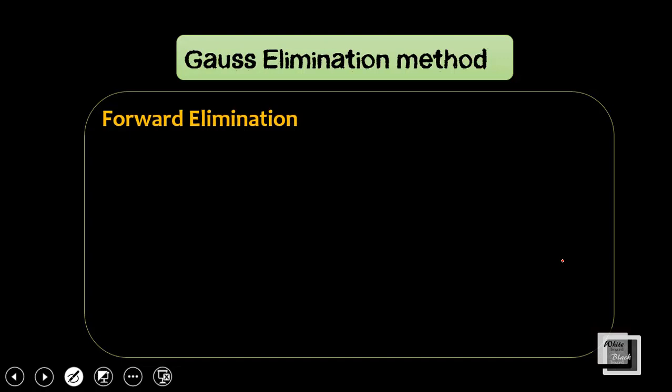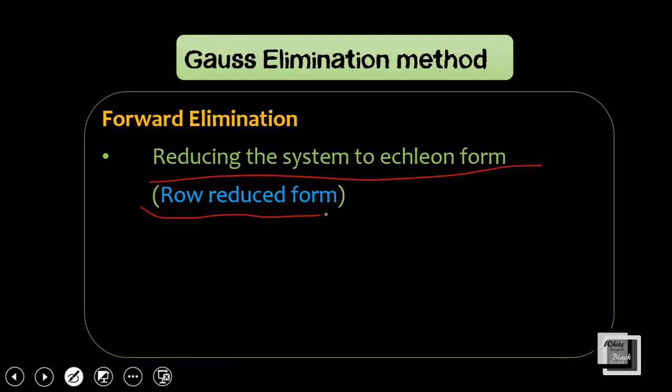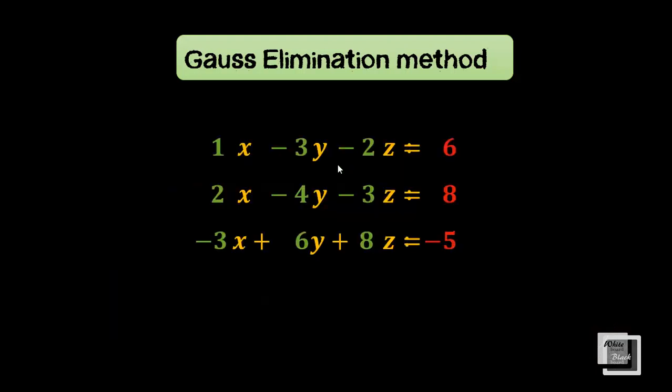Gauss elimination method consists of two parts. First one is forward elimination, in which we reduce the system of the linear equation to echelon form, also called a row reduced form. And in second step, that is called back substitution, if the solution exists, unique solution exists, then we back substitute the value of the unknowns. Let us solve this system of equation with the help of Gauss elimination method.